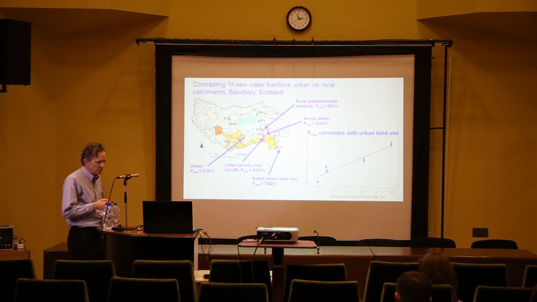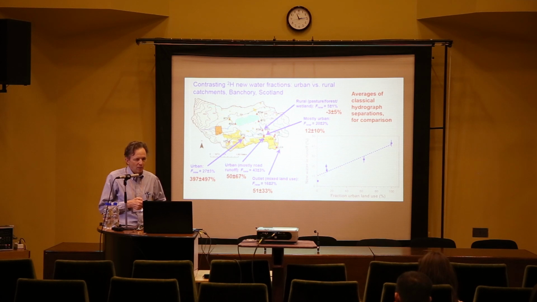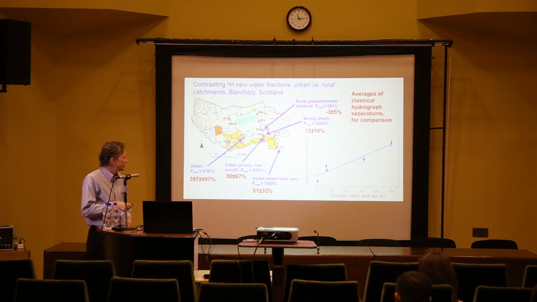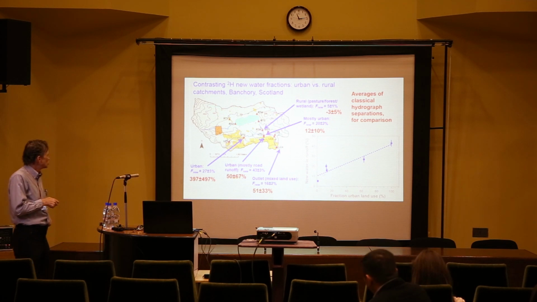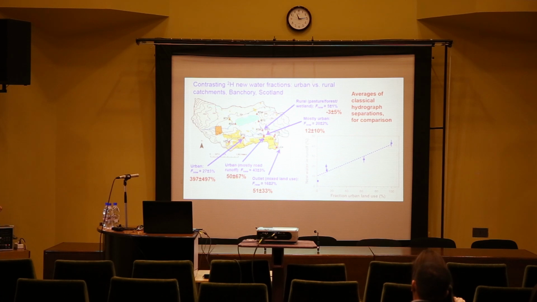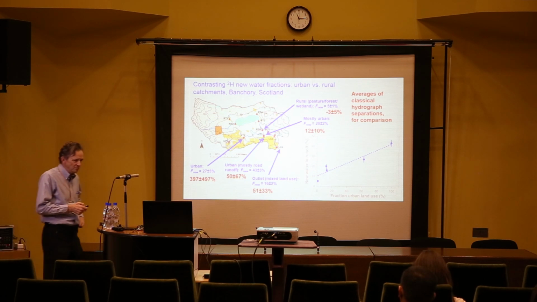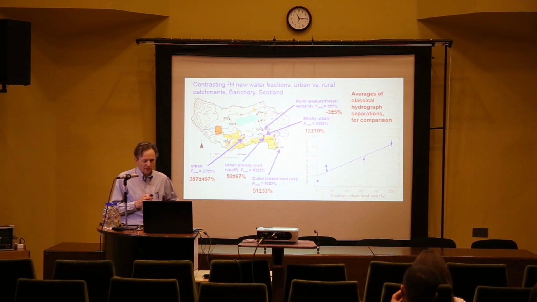is something relatively new. And if we used classical hydrograph separation to try to get the same result, what we will get are these numbers here. These numbers are all the same within their uncertainties. They all basically overlap. And so you just get a meaningless cloud of data from classical hydrograph separation.